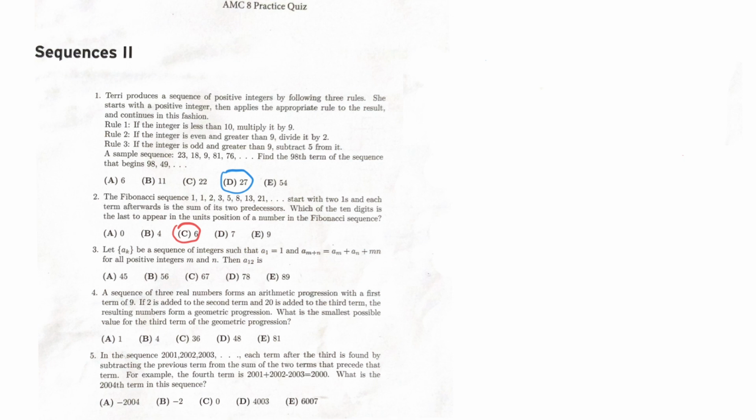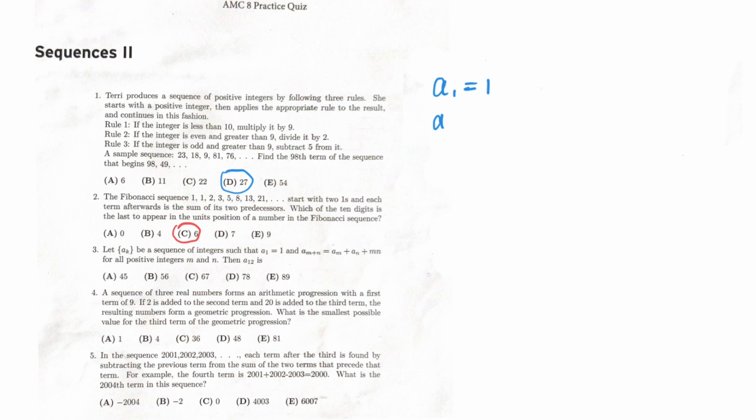Number 3, this is 2002 AMC 10B problem 23. Let a_k be a sequence of integers such that a_1 equals 1 and a_(m+n) equals a_m plus a_n plus mn for all positive integers m and n. Then a_12 is, so first we know that a_1 equals 1, given.